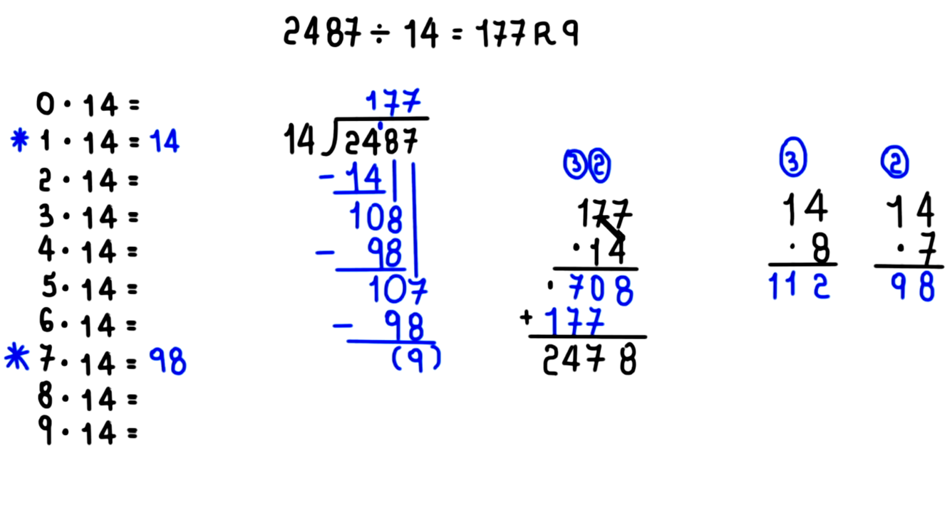Okay, now we have multiplied 14 times 177, right? What should we do next? Add 9. So let's do it. I will add 9 here. What is 9 in that division? Can you tell me? The remainder. So let's add the remainder. What is 8 plus 9? 17. I write 7 here, and the 1 goes up here. What is 1 plus 7? 8. I write it here.